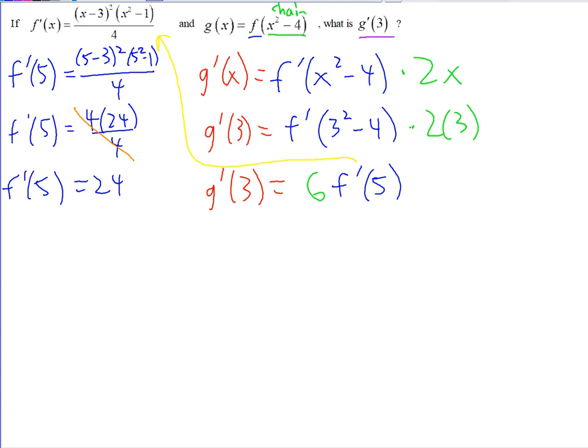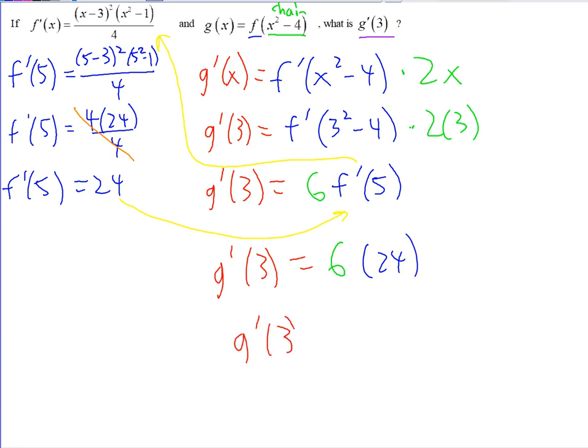And we can substitute that in right here. 3 is 6 times 24. 3 times 20 is 120. 6 times 24, 120 and 24 gives you 140.